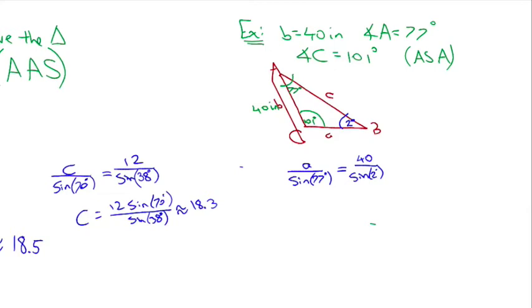Not zero. I said close to zero. If you take something and divide by 0.00001, does it make the number bigger or smaller? Bigger. So I'm expecting this to be big. It's 1,116.8 inches.